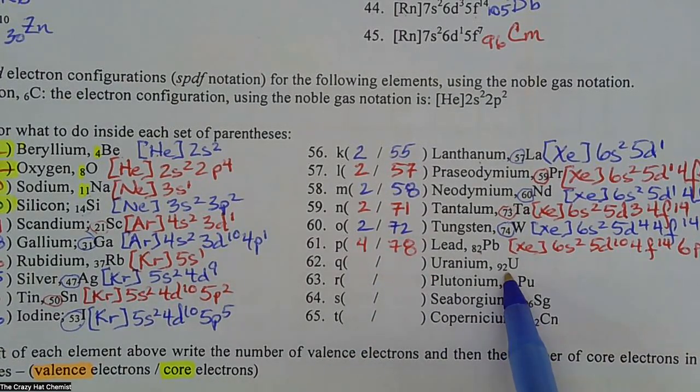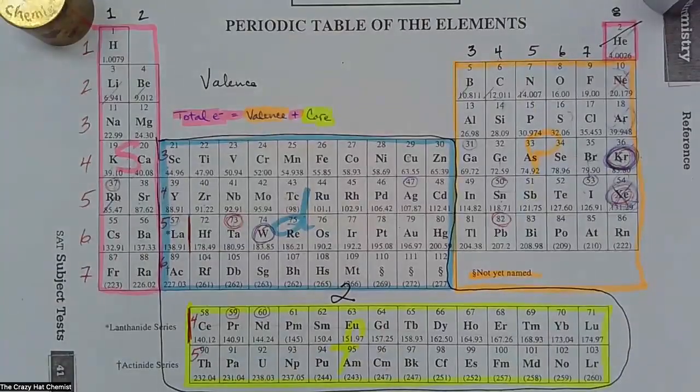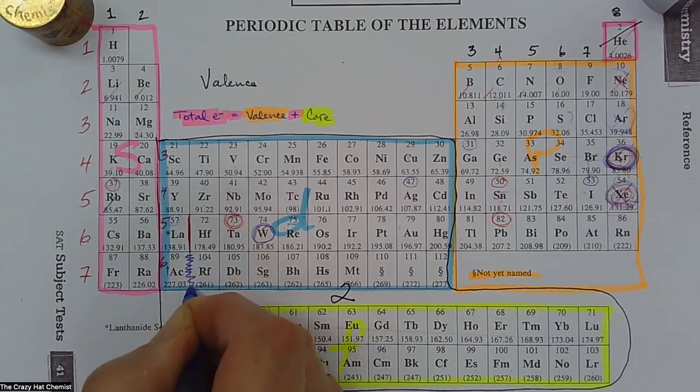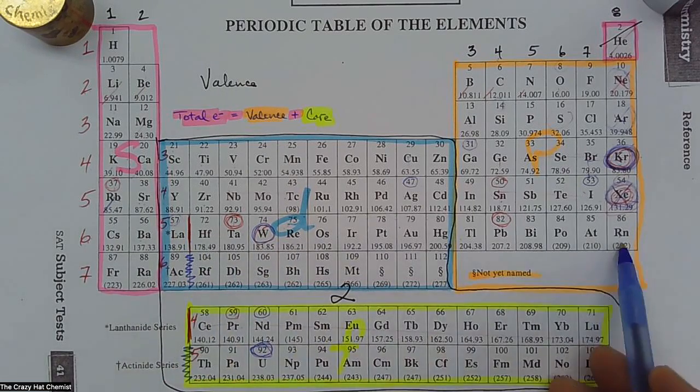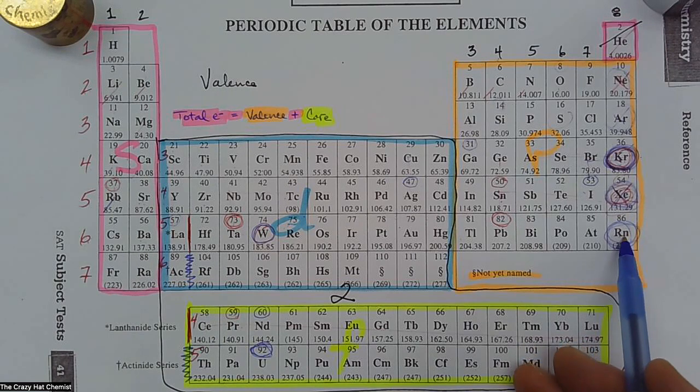The next element is number 92, and that is uranium. Uranium right here, the highest naturally occurring element there is. Everything thereafter is man-made, pretty much. So element number 92 fits in the periodic table right here. I'm going to go up one period, slam it to the far right. That's Rn, radon.